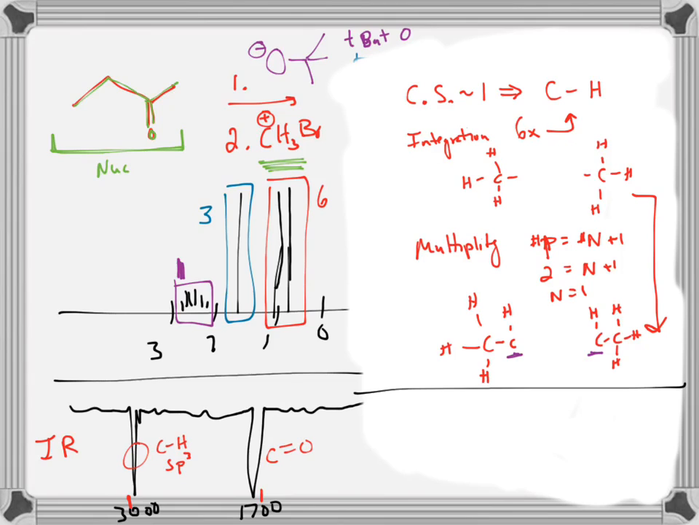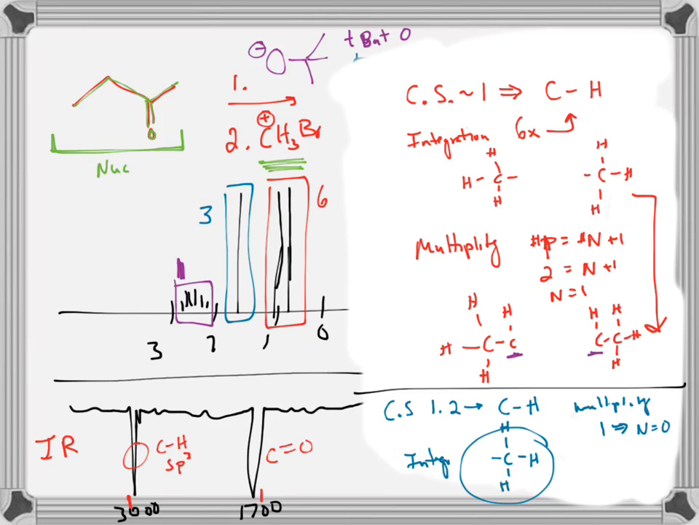We repeat that process for the blue signal. The blue signal, our chemical shift showed up about 1.2, which means still probably carbon hydrogen. What was the integration? 3. So I'm looking at a CH3, more than likely. What's its splitting pattern? It only had 1 peak, which means how many neighbors? No neighbors. Just that CH3 all by itself.